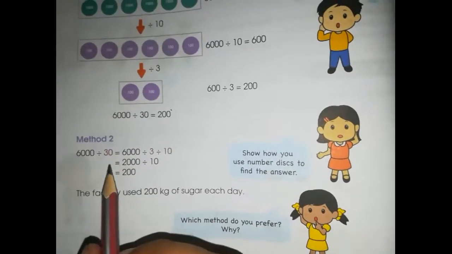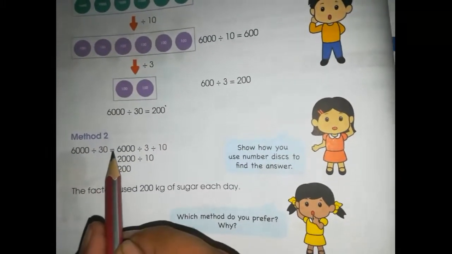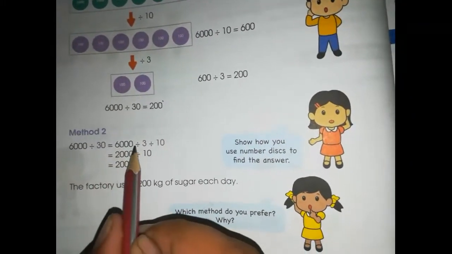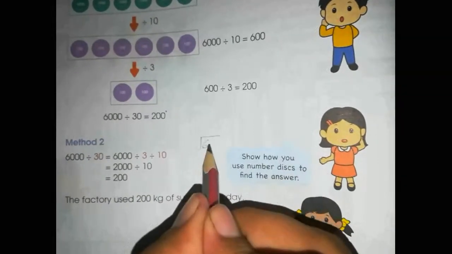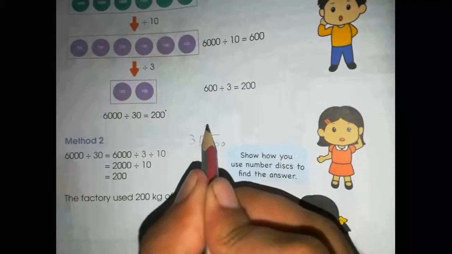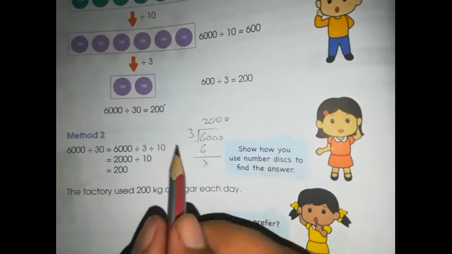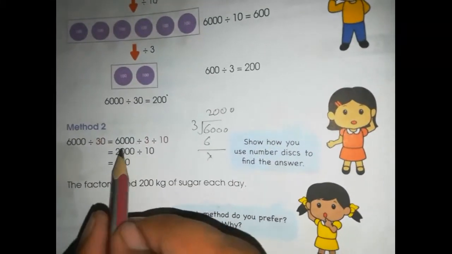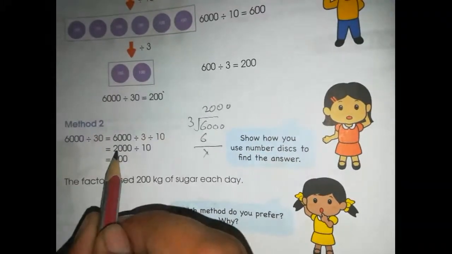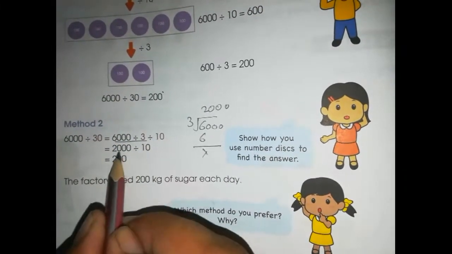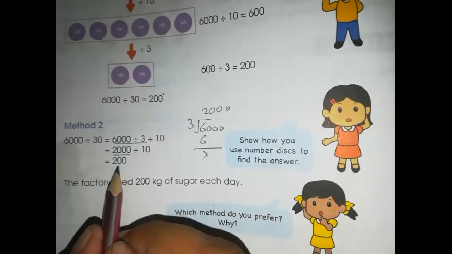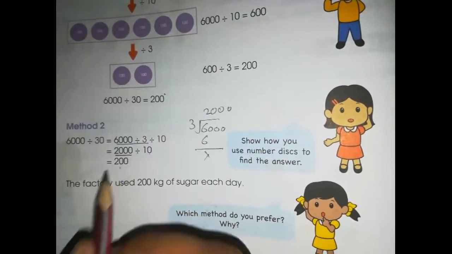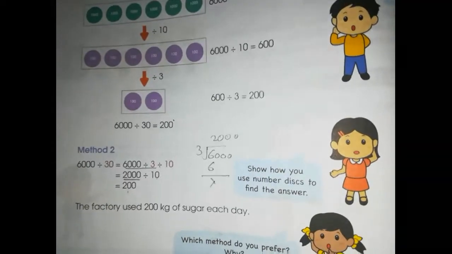Now method 2 is 6000 divided by 30. We may write it as 6000 divided by 3 divided by 10. First we divide 6000 by 3: 3 twos are 6, then 3 zeros. So we get the answer 2000. When we divide 2000 by 10, we get the answer 200. We may use either of both methods.